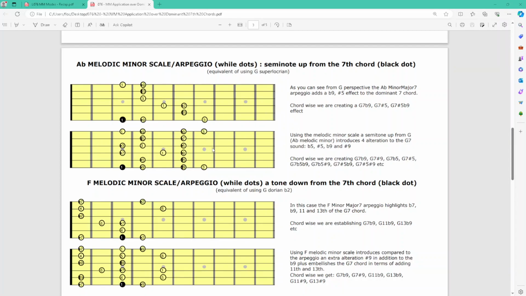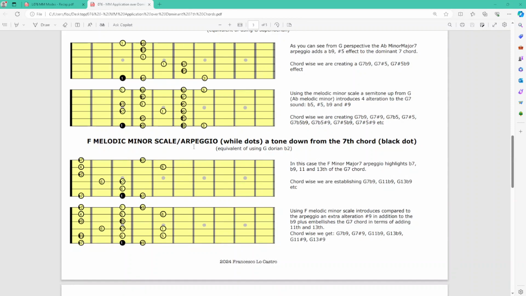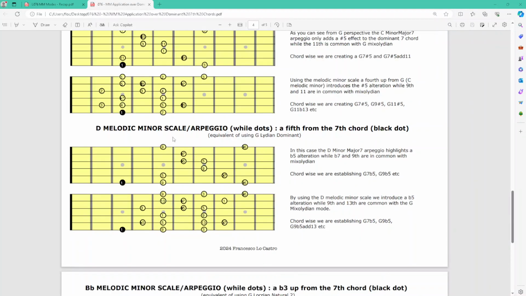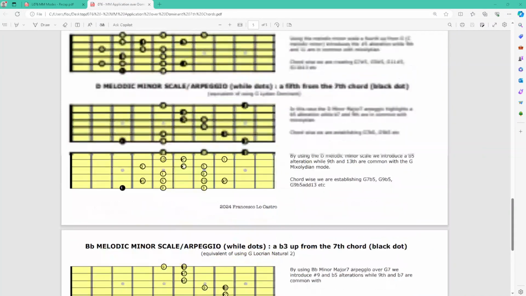So let's take this as an example. As you can see here, you have a tone down, so you have melodic minor, you have it a fourth up, a fifth up, and then finally a flat 3 up. So when you're practicing the 5-to-1 in terms of chords, you don't necessarily have to play straight, say, G7 to C major 7.